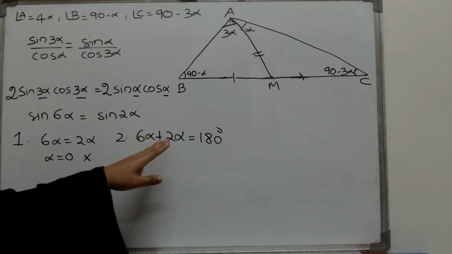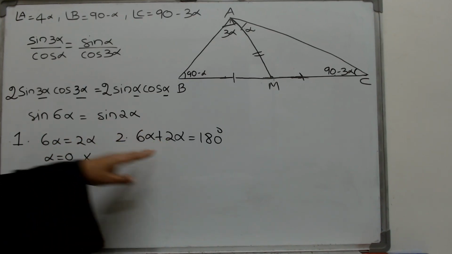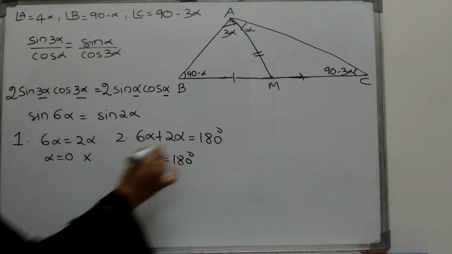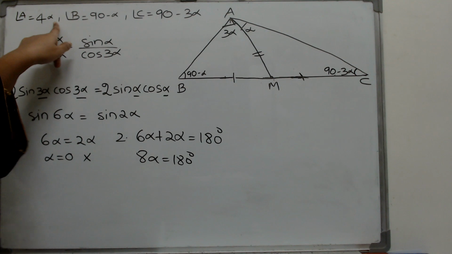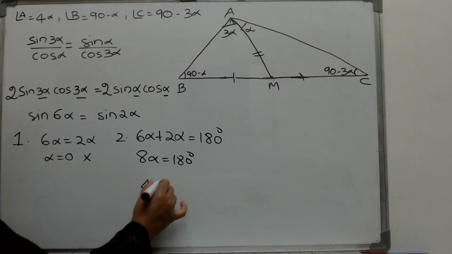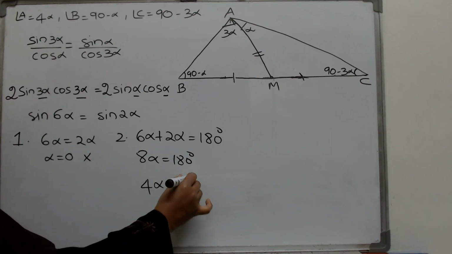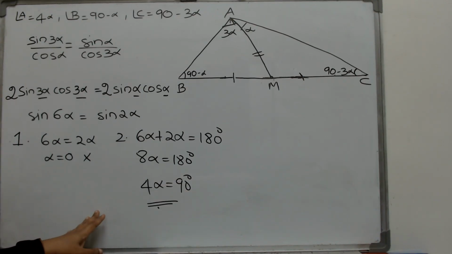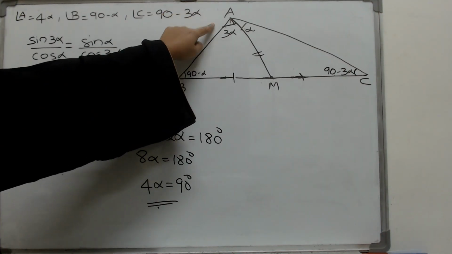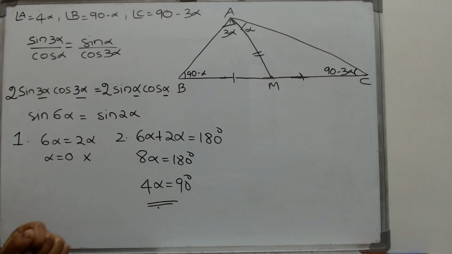So we are left with the second probability, which is this. So that means 8 alpha is equal to 180 degrees. We don't need 8 alpha. What we need is 4 alpha. Divide throughout by 2. Then you get what? 4 alpha is 90 degrees. So 4 alpha is 90 degrees, which means our angle A here is a right angle. That is the answer that we needed.